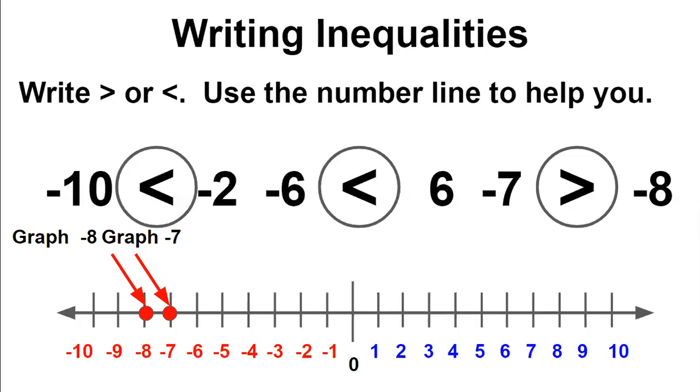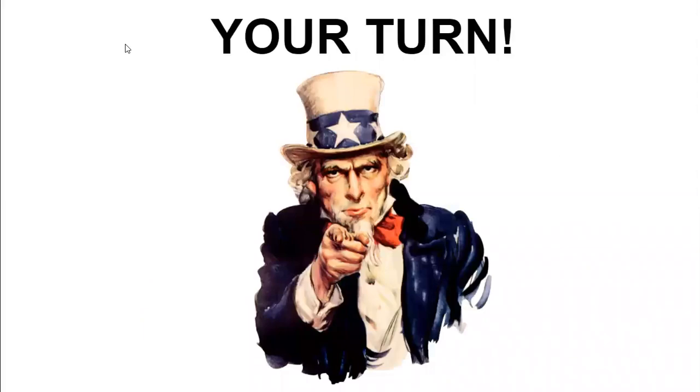How do you read that statement? You read that as -7 is greater than -8. Always read from left to right when you read these statements. Okay, it's your turn to try some of these concepts out. See you back in a moment.